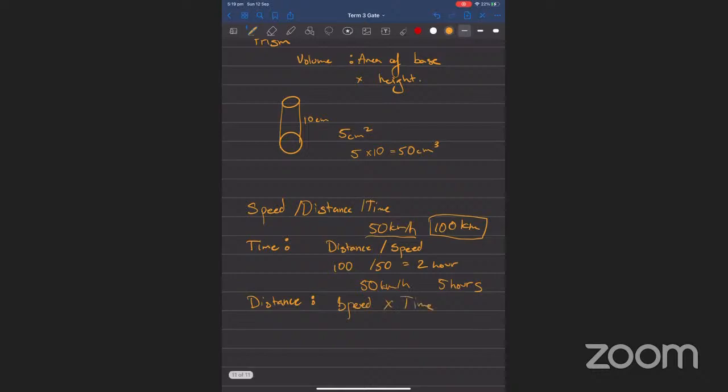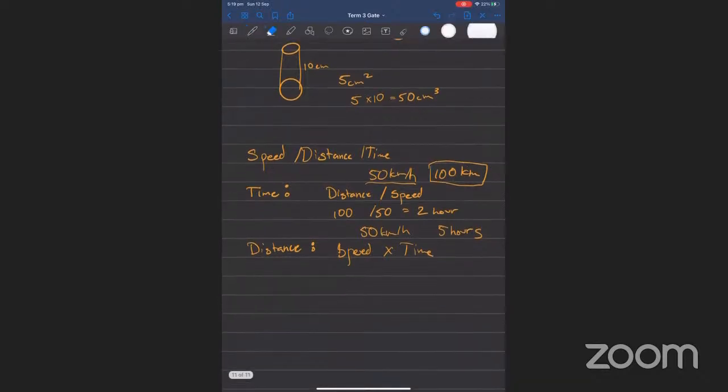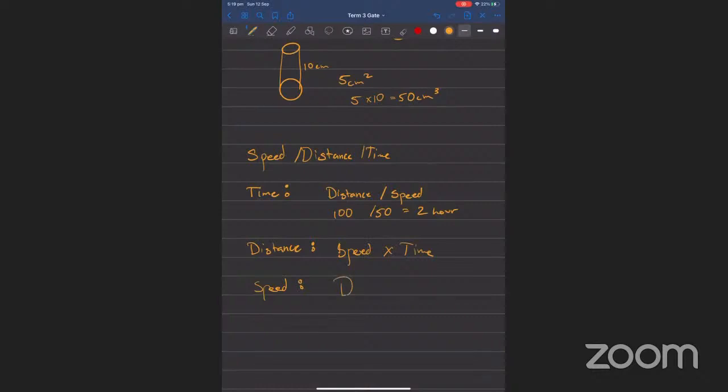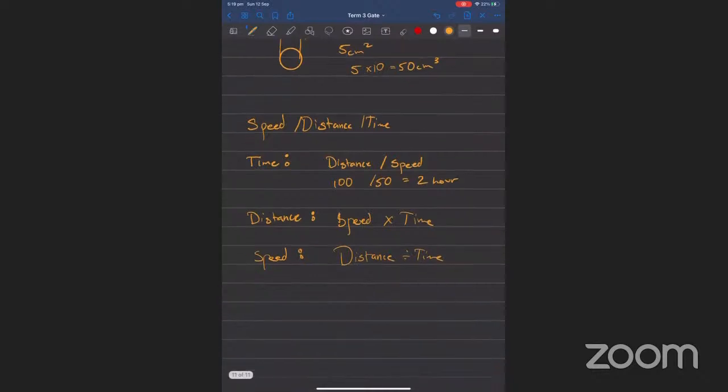Yeah. Perfect. Good job. And finally, if I want to find speed, what would I do? Joe? All right, Elena, how do I find speed? You do distance divided by time. Perfect. All right, so that's how you do speed, distance, and time.